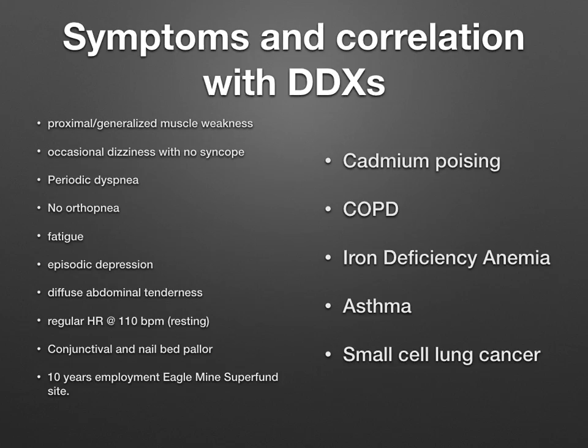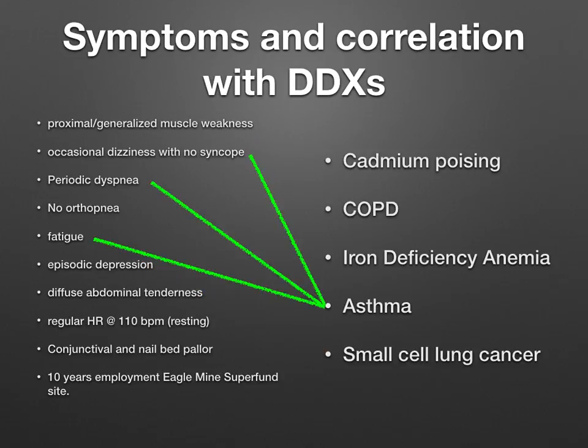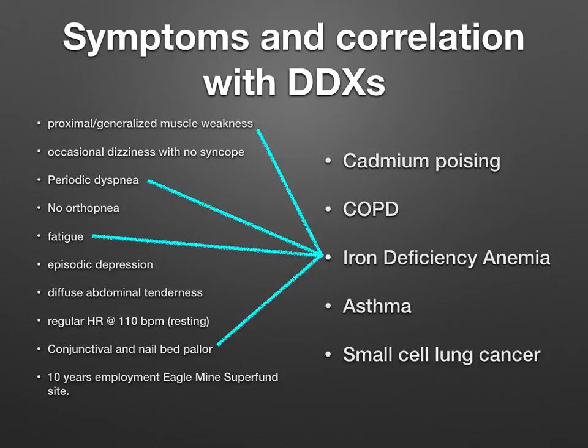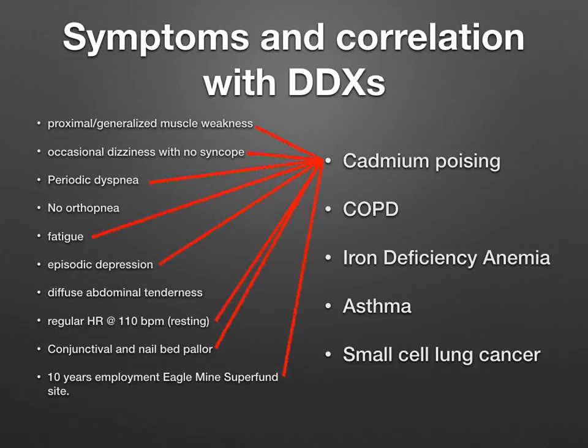I'm going to start out with showing how the different symptoms correlate with the differential diagnosis that I chose. For example, small cell lung cancer has the symptoms of proximal generalized muscle weakness, periodic dyspnea, and fatigue. Here are the symptoms for asthma, iron deficiency anemia, COPD, and the most likely, cadmium poisoning. Let's talk about cadmium poisoning for a moment.